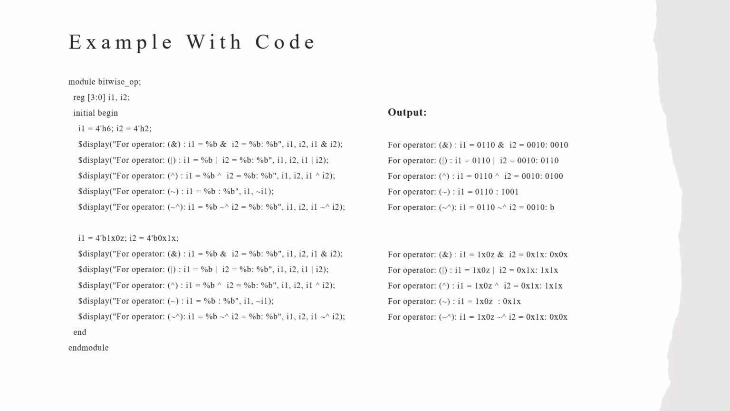So in this case I also perform the operation on unknown values. Here I take I1 and I2, both unknown, and the bitwise AND operation is performed, like 1 AND 0 gives 0, x AND x produces x, like that.